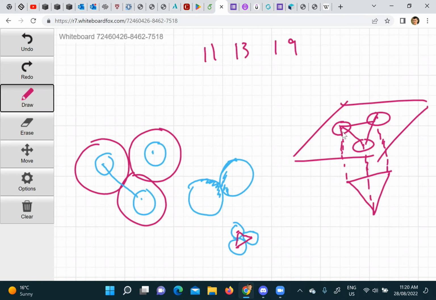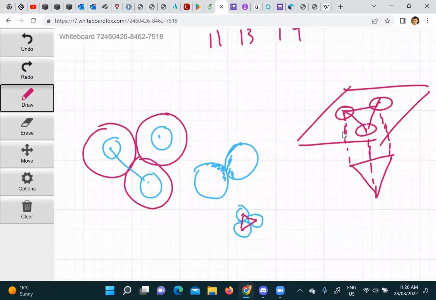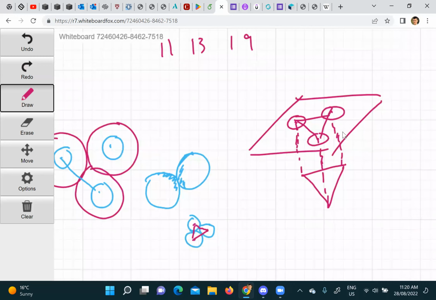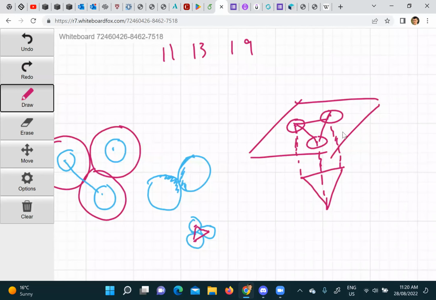Okay, so I guess you just draw the diagram of the spheres. So 11, 13, and 19, yeah? And let's call the centers OA, OB, OC, yeah? Is that what they had ABC as? And then you have a plane that cuts so the three spheres are tangent, and the centers of the circles that it cuts are A, B, and C. Is that right?